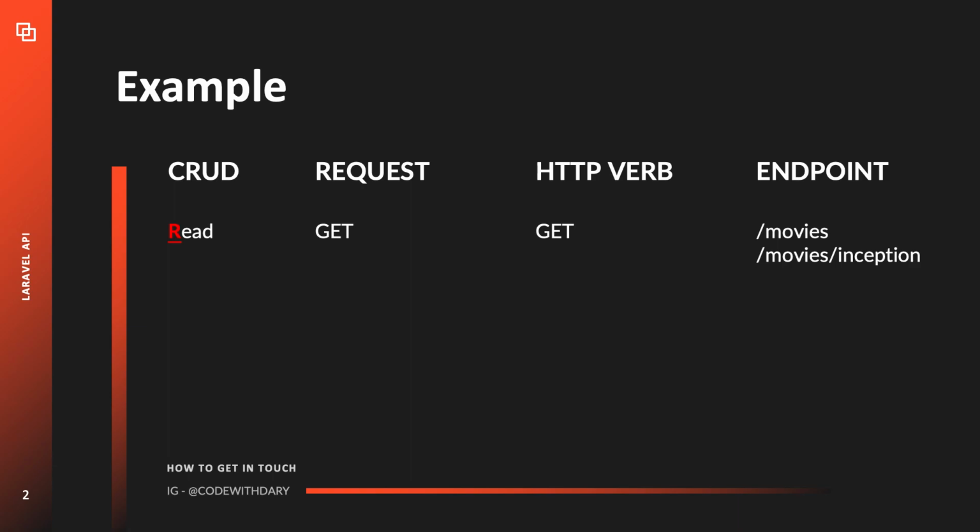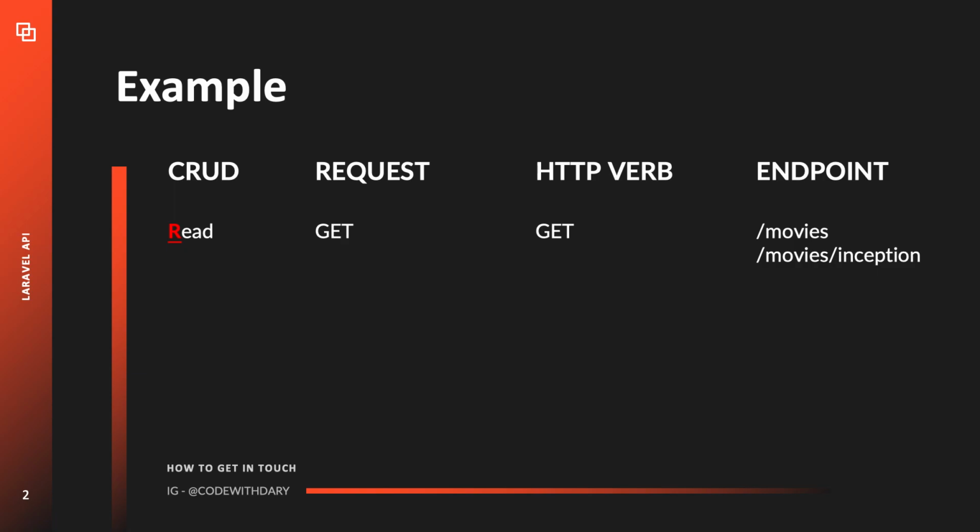Now, the endpoint could go two ways. You could either get all resources, so all movies, and then the endpoint will be /movies. But you could also get a single resource, so a single movie. So then we have the endpoint /movies/inception. And inception will define the movie name. Obviously, the name of the movie can also be an ID, hash, slug, as long as it's unique.